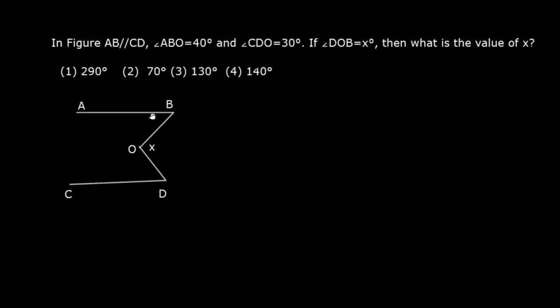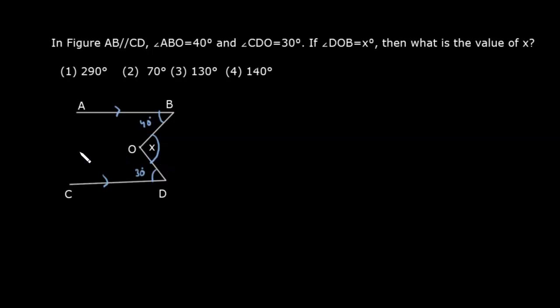In the figure, AB is parallel to CD. Angle ABO is 40 degrees. Angle CDO is 30 degrees. If angle DOB is X, then what is the value of X? Now we are given that line AB is parallel to line CD, angle ABO is 40 degrees, angle CDO is 30 degrees, and we have to find angle X.